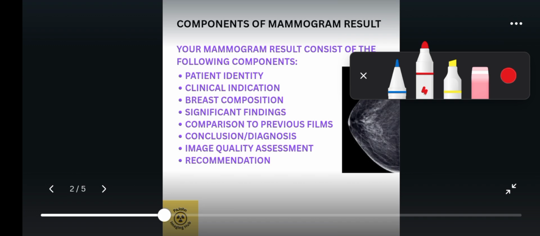But there could be a case in the report that can demand that the patient undergo the mammogram in 6 months' time. So it has to be stated in the recommendation. Or if there is any other imaging that the patient needs to do, maybe ultrasonography or magnetic resonance imaging, it has to be stated under recommendation.